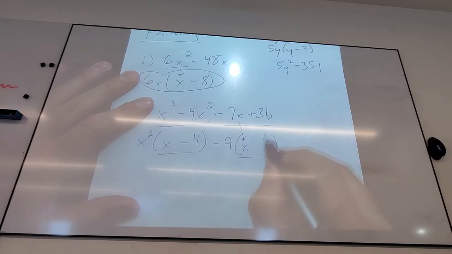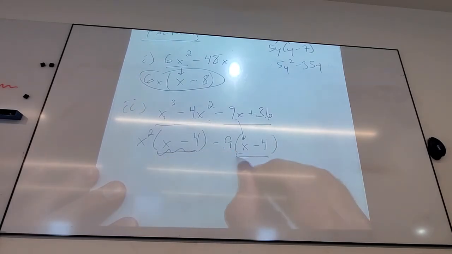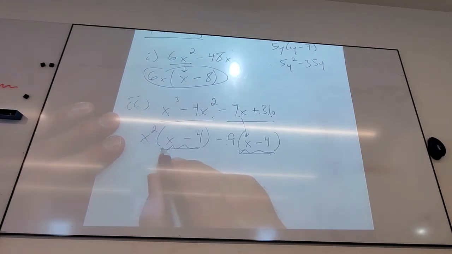X minus 4. 36 divided by negative 9 is negative 4. I know I'm on the right track because these two are the same. Does this feel familiar to anyone? Okay. So if I take out an x minus 4, what's left?